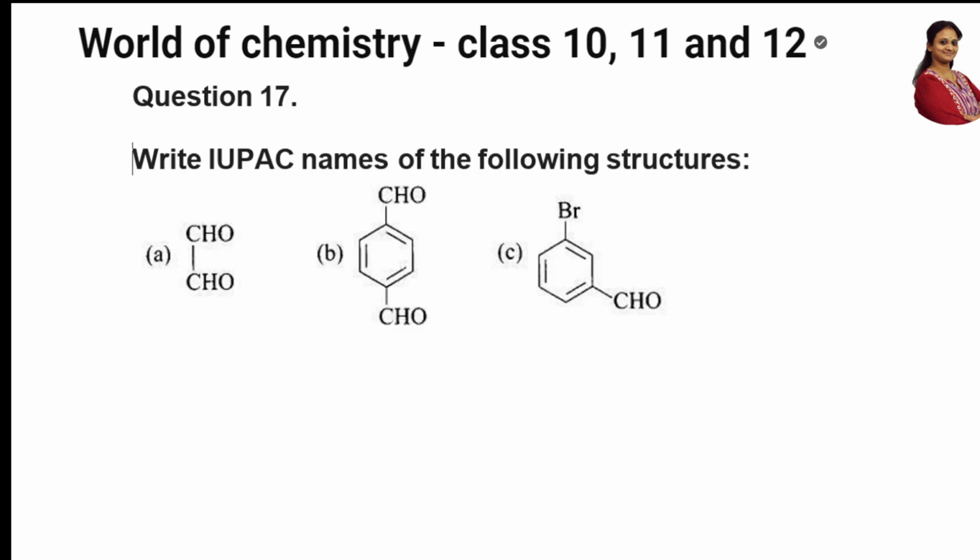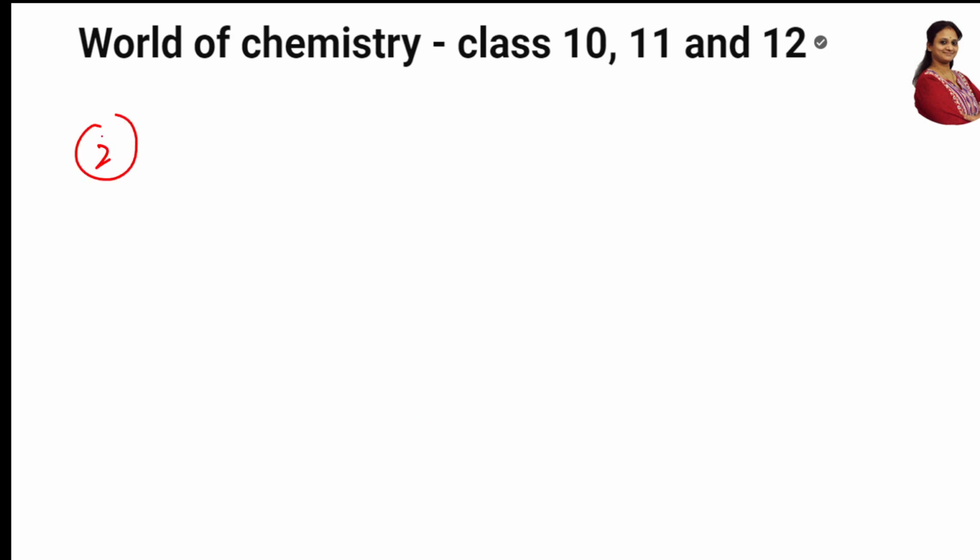Write the IUPAC names of the following structures. Okay, easy, students. First one, 2 carbon atoms are there. So it is ethane-1,2-diol. Correct? Okay. Second one, 2 benzaldehyde groups are there. Benzene-1,4-dicarbaldehyde. Dicarbaldehyde.